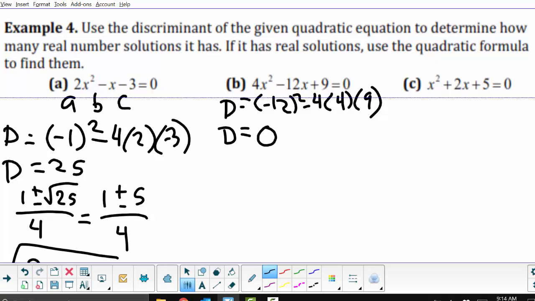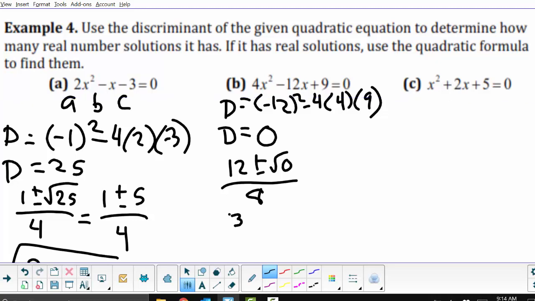So again, we can use the quadratic formula. So we'll go negative b, a positive 12, plus or minus the square root of 0, not that we even need to write that down, all over 2a. 2 times 4 is 8. So again, we should be able to reduce this down. We can definitely divide them both by 4, right? So 12 divided by 4 is 3. 8 divided by 4 is 2. So this one has one solution at 3/2, or 1.5.